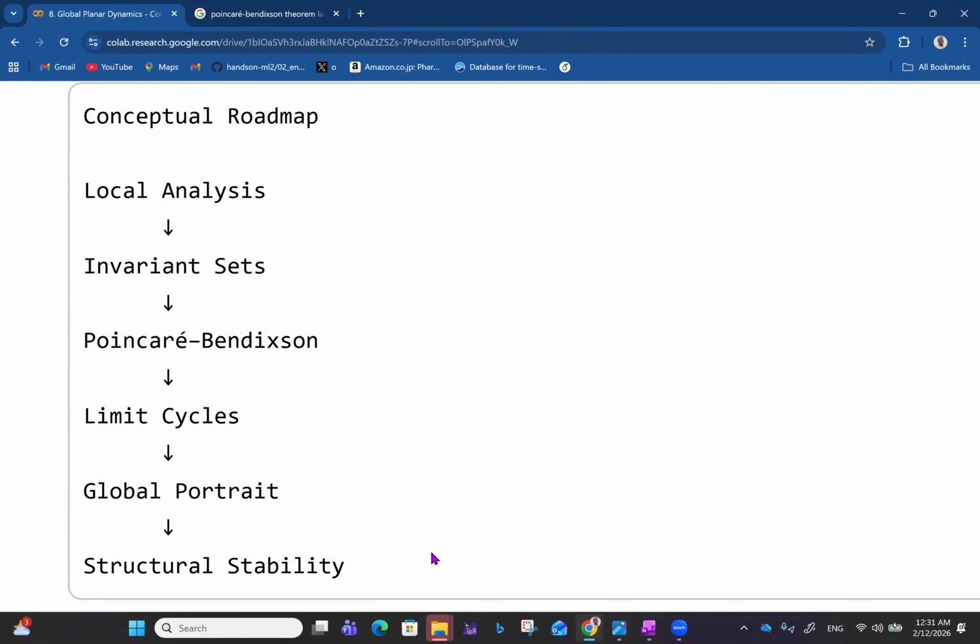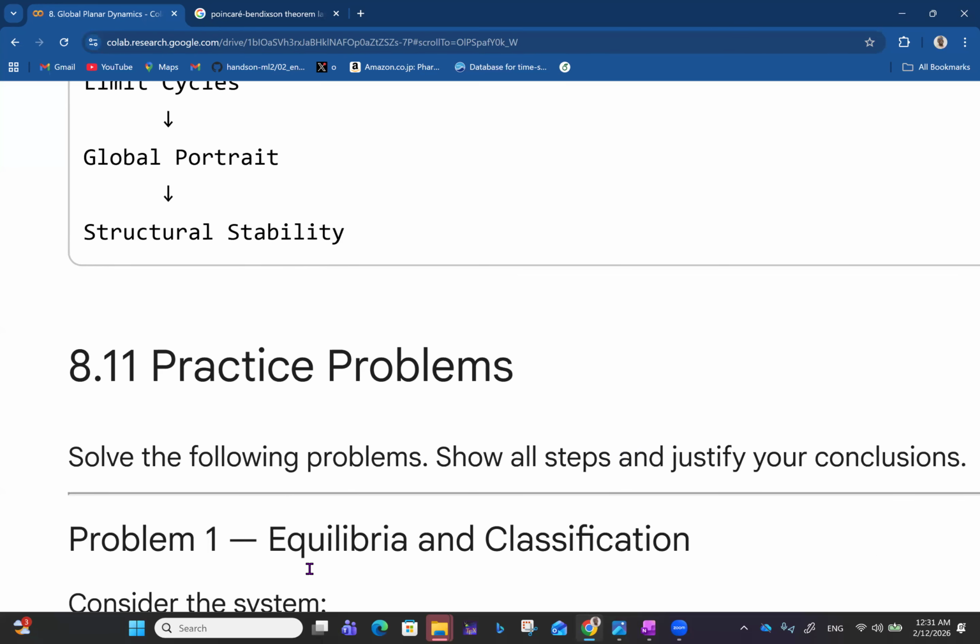So the conceptual roadmap we've seen so far for global planar dynamics: we have local analysis, which talks about the equilibrium points, and then linearization and all that. Then you have invariance and Poincaré-Bendixson, limit cycles, global portraits, and then we talk about structural stability. That's what we've done so far.